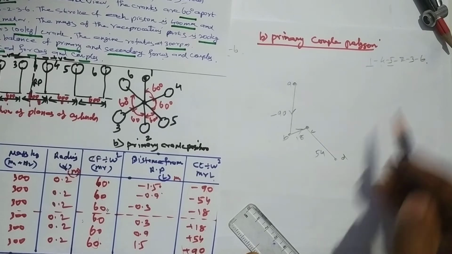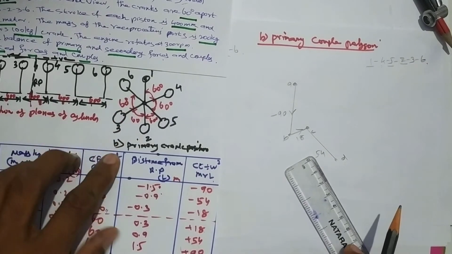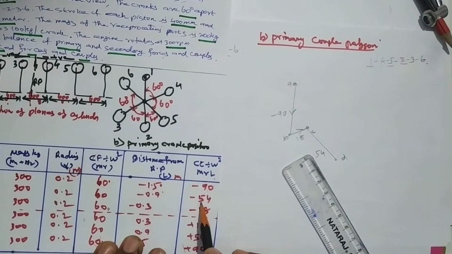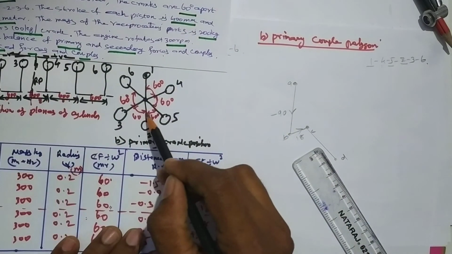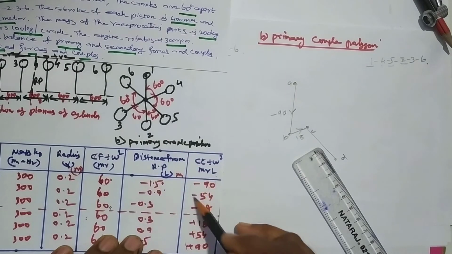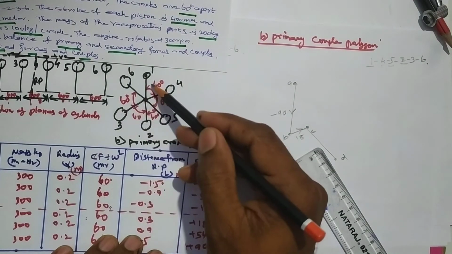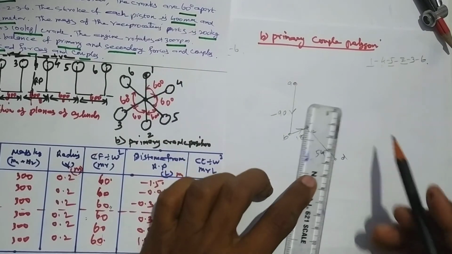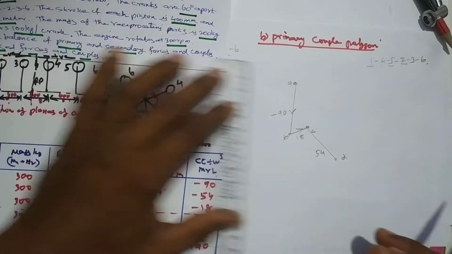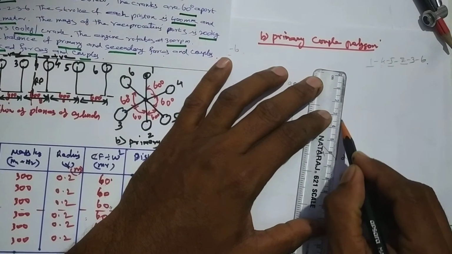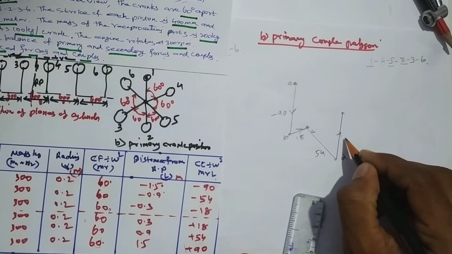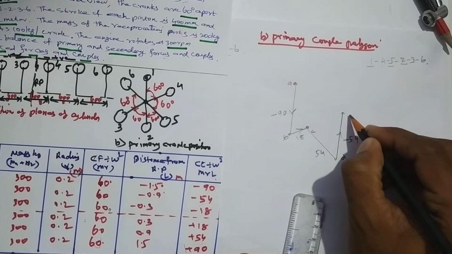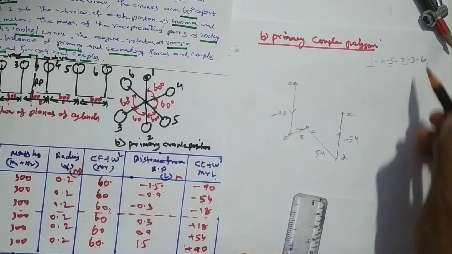So next what is the second cylinder? The second cylinder is in the downward direction, but the value is negative. If the value is negative, it means you should draw in the opposite direction. According to the angular position it is downward, but the value is negative, so you should draw the line in the upward direction, parallel to this. So it is minus 54, right.